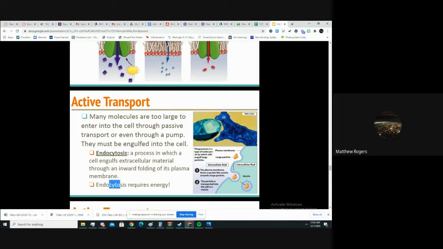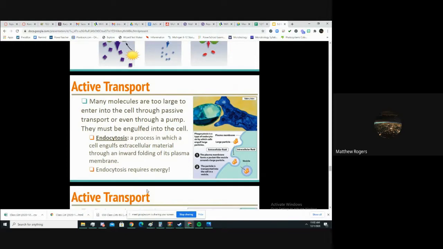Cyto, we've talked about that word before. That means cell. Endo means inside. Sys means process, so it's endocytosis. It's bringing something inside the cell, the process of that.